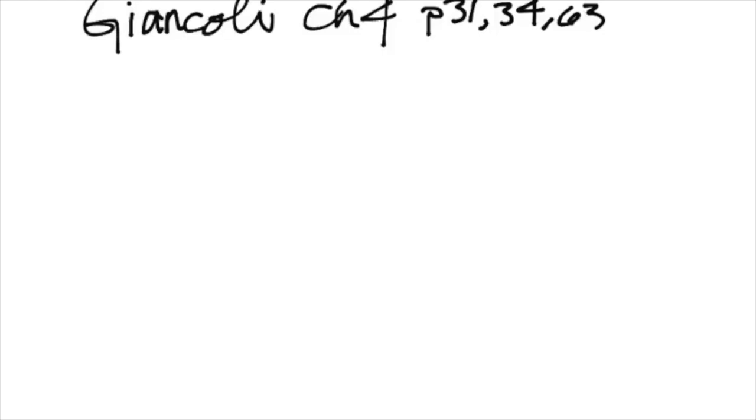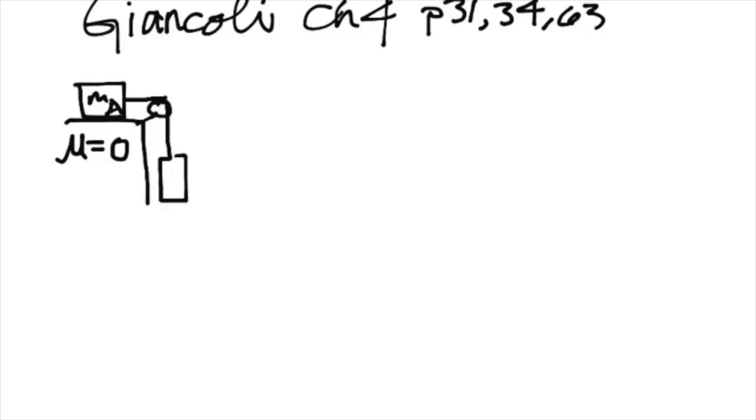You might think I'm crazy, but I'm going to do Chapter 4, Problem 31, 34, and 63 all in one. Because it turns out they're all actually the same problem, just with different angles. One of them, Problem 31, has a mass A up on a horizontal, smooth, which is code for no friction, surface, and it's got a rope tied to it that goes around the pulley and down to a second mass B, hanging over.